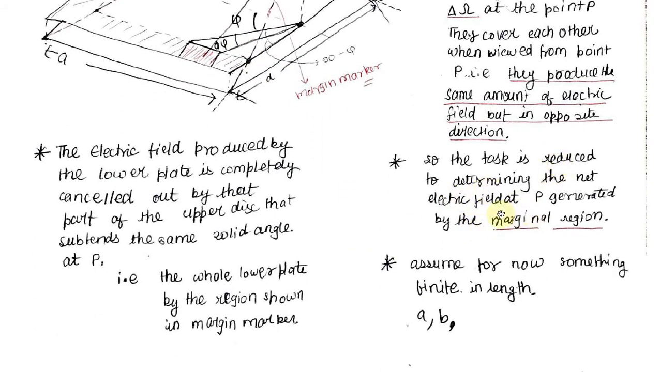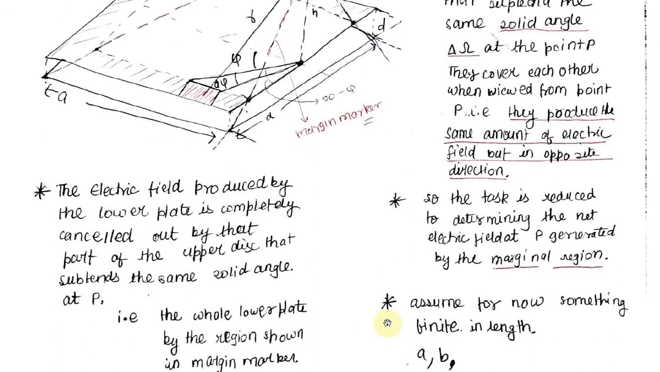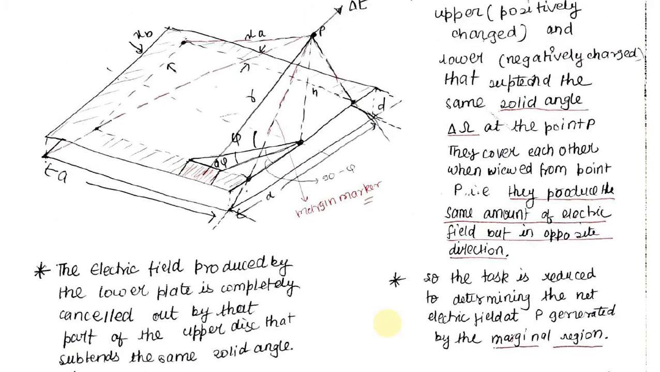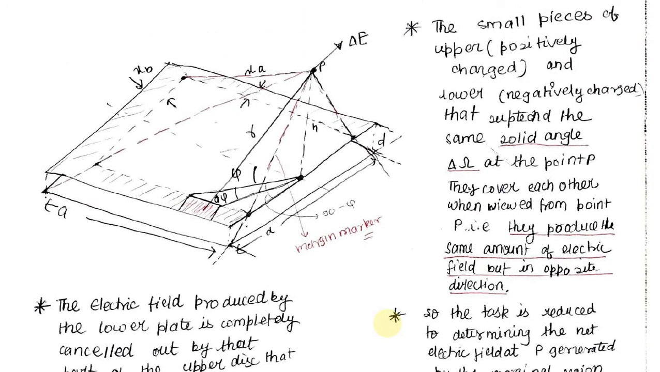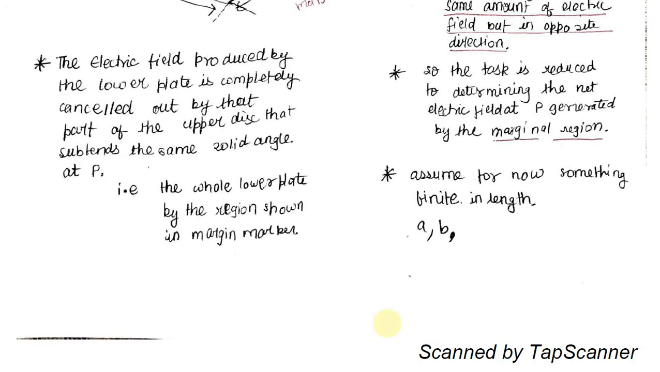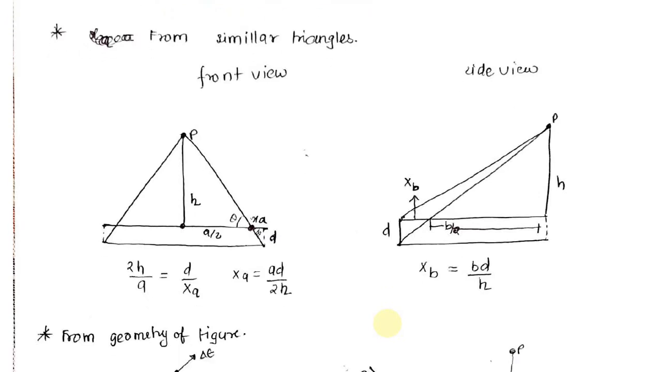So the task is reduced to determining the net electric field at P generated by the marginal region. Assume for now something finite in length, because it will not depend on whether it is finite or infinite. It will never depend on the edge length, edge type and everything. It can be regular, irregular, any type. So for regular consideration I am taking a regular type of figure. Let us go to the next page.